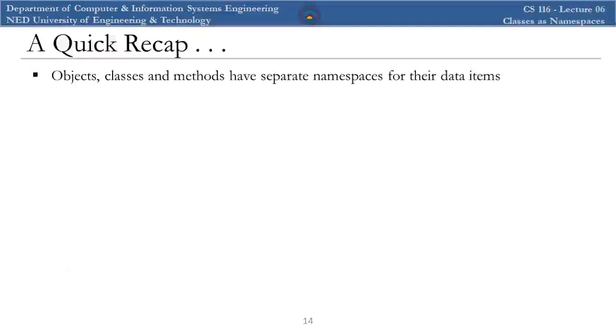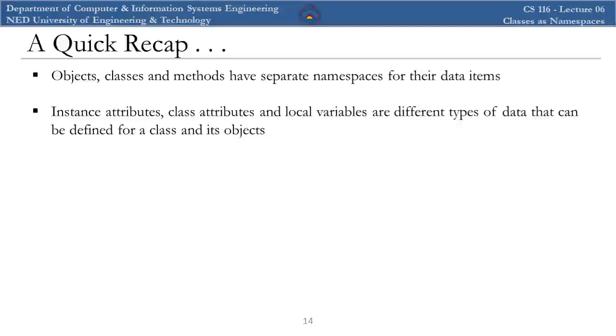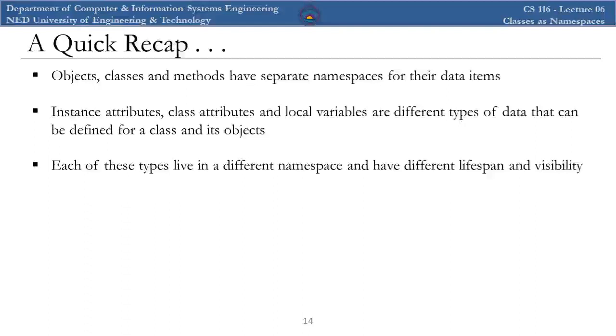So that's it for today. This is what we did today. We saw the concept of namespaces for classes and objects. We discussed these three types of variables in a class: instance attributes or variables, class attributes or variables, and local variables. And we saw how they differ from each other in terms of namespace, lifespans, and visibility.